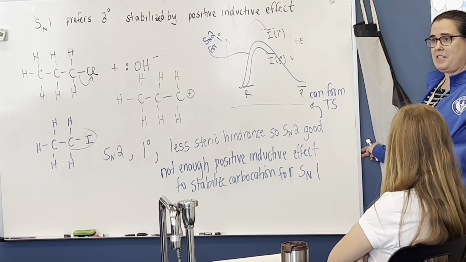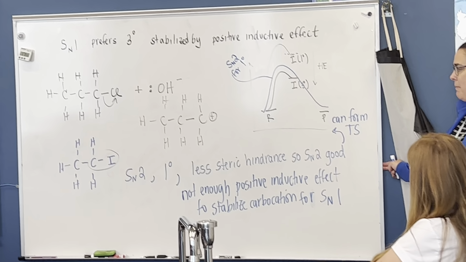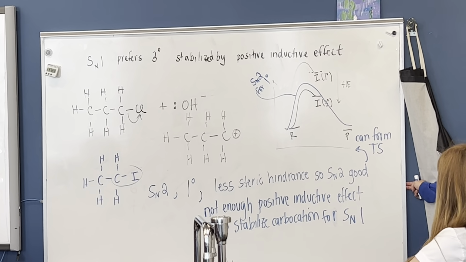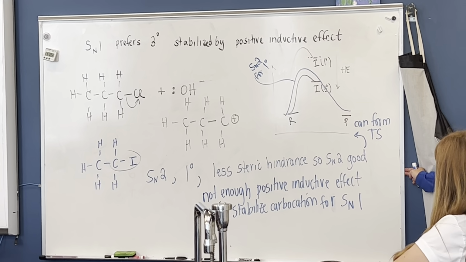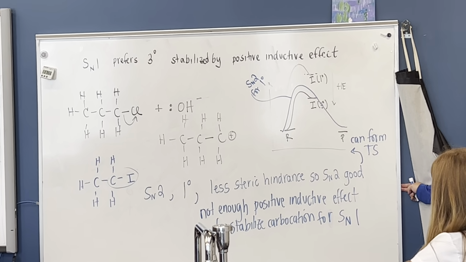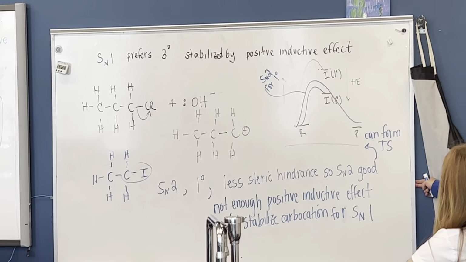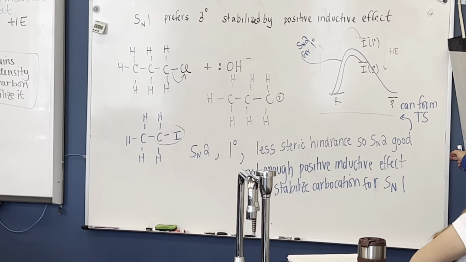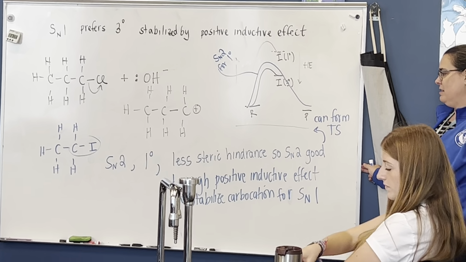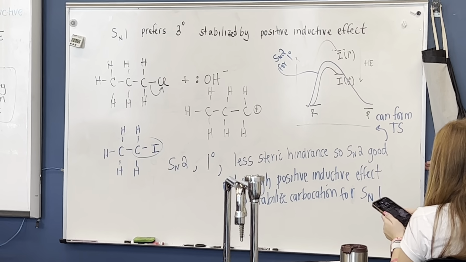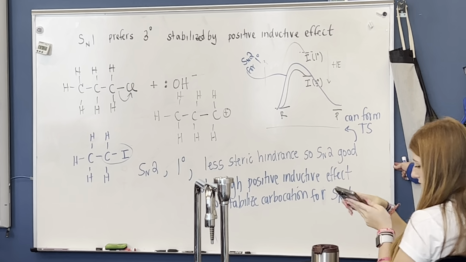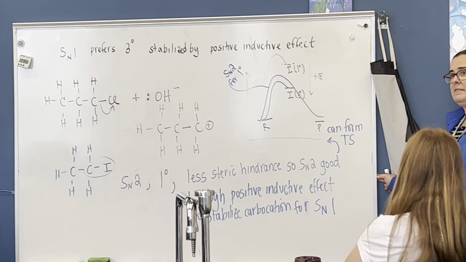I will try to read it to you because I was thinking about it in real time. This molecule would undergo SN2 because it is primary. There's less steric hindrance, so SN2 is favored because it can form that 5-member transition state because there are lots of hydrogens. There is not enough positive inductive effect to stabilize the carbocation for SN1 because it's still primary and there's 2 hydrogens.